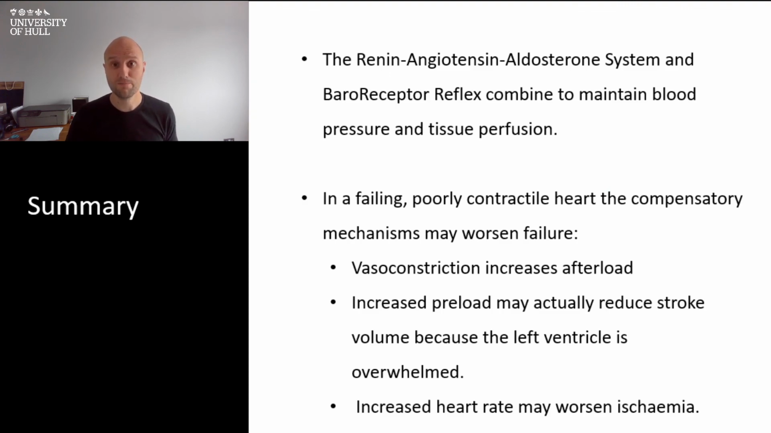So in summary, the renin-angiotensin-aldosterone system and baroreceptor reflex combine to maintain blood pressure and tissue perfusion ordinarily. However, in a failing, poorly contractile heart, the compensatory mechanisms may worsen failure. Vasoconstriction increases afterload. Increased preload may actually reduce stroke volume because the left ventricle is overwhelmed. And increased heart rate may worsen ischemia.